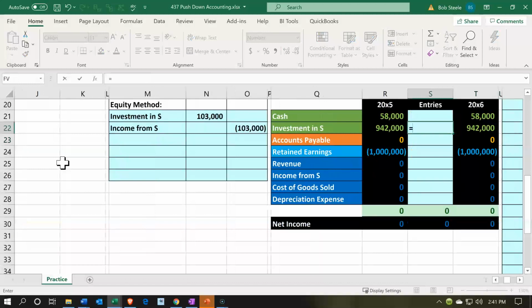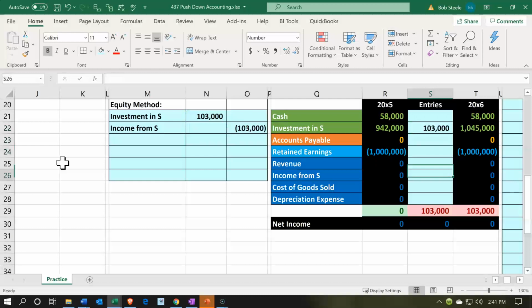And notice we don't have to do anything funny. We just record all the income, because we revalued S, and S should be recording any differences or changes to things like depreciation correctly now, after the point in time that they've been revalued. So the investment's going to go up by that 103, and then the income is going to be here. Then we know that S gave dividends to P, because P is wholly owned.